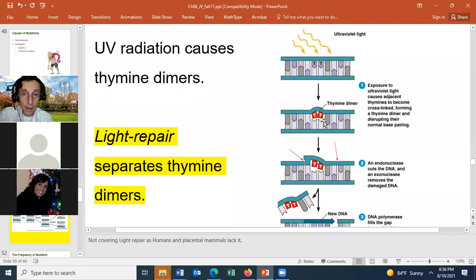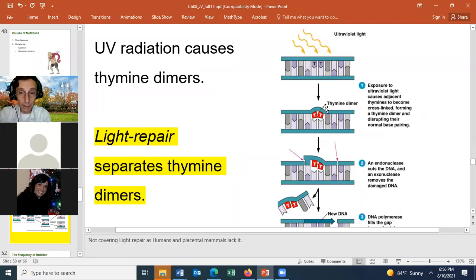When a thymine dimer happens, this causes a bubble in the DNA. The two thymines do not hydrogen bond with their corresponding A's over here on the other strand. And then they bond to each other, and that doesn't normally happen, where DNA has a covalent bond between them.